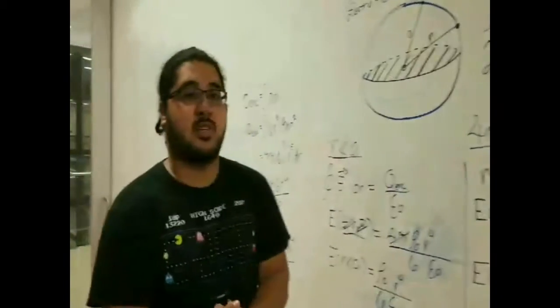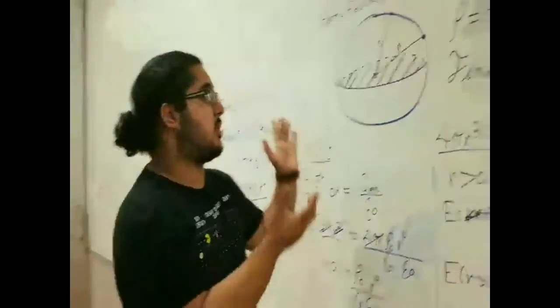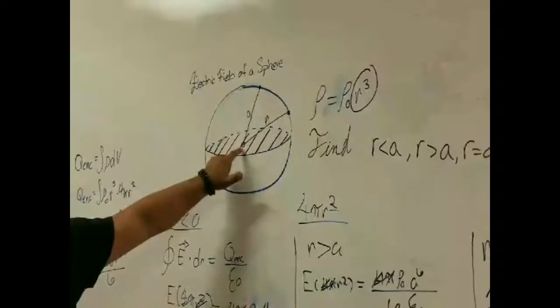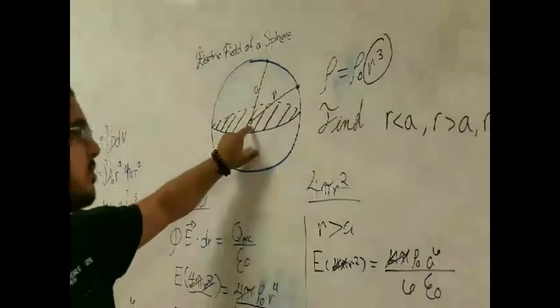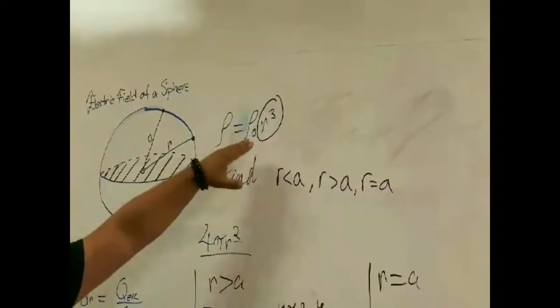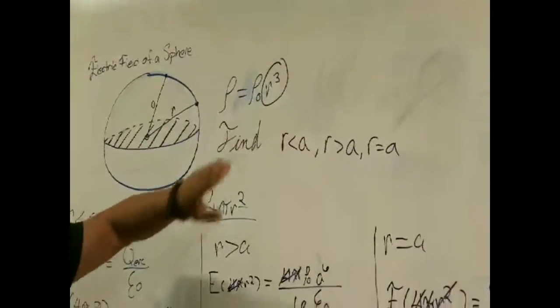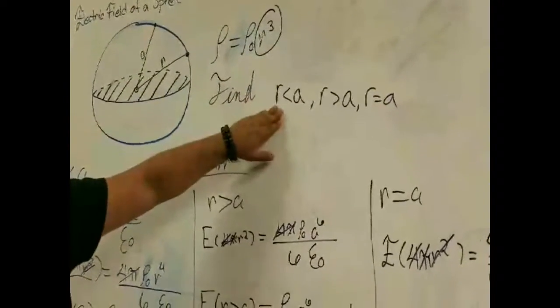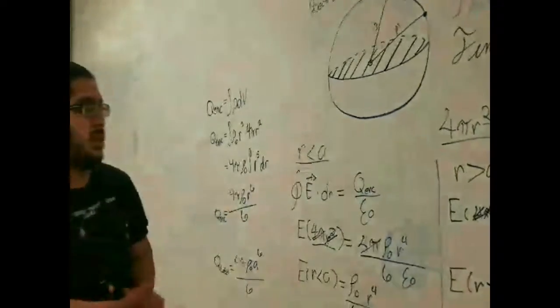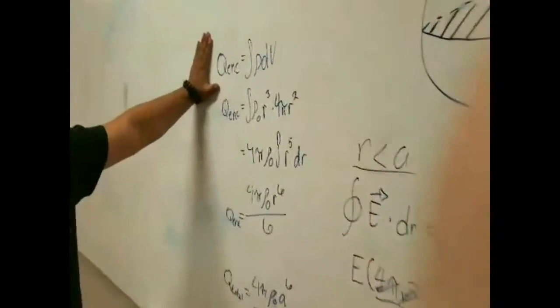Hi, my name is Josh Saldana, and we're going to be working with the electric field of a sphere. First, we drew out the schematic of the sphere, analyzing the points of interest. What we're given from the problem was rho equals rho naught r cubed. Now from there we have to find where r is less than a, r is greater than a, and r is equal to a. And to begin it all, we need to find the Q enclosed.